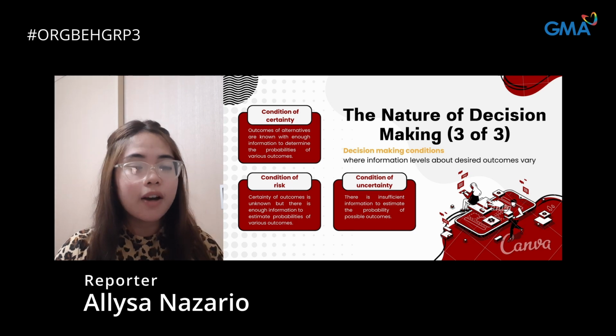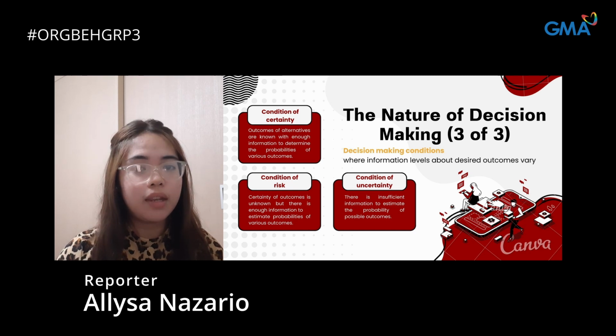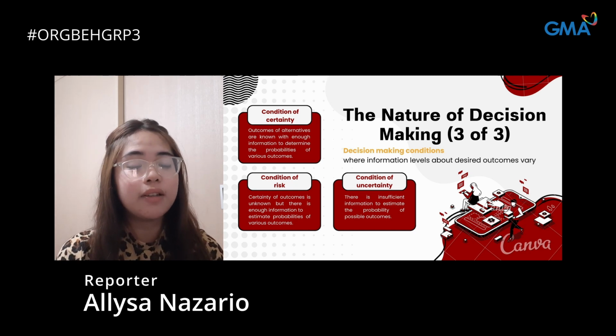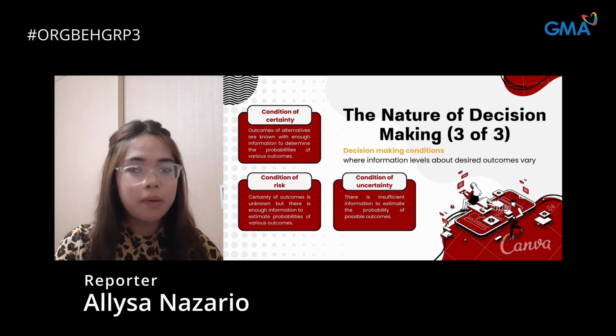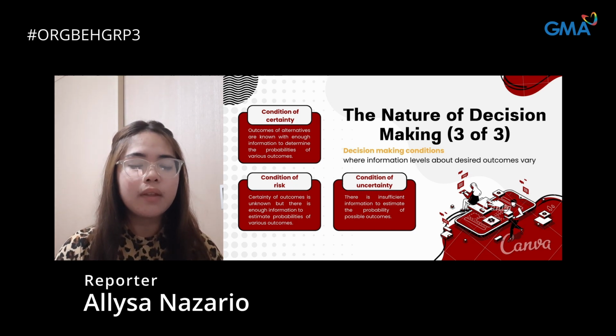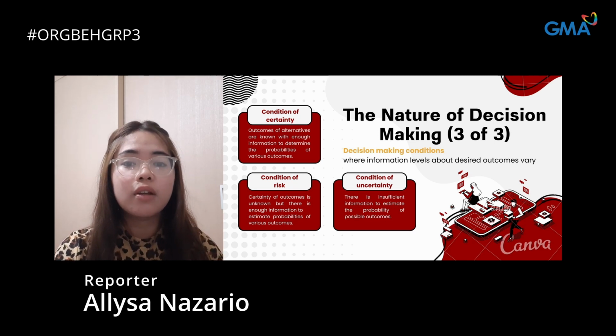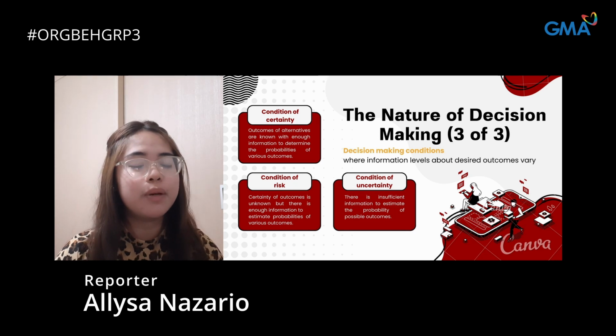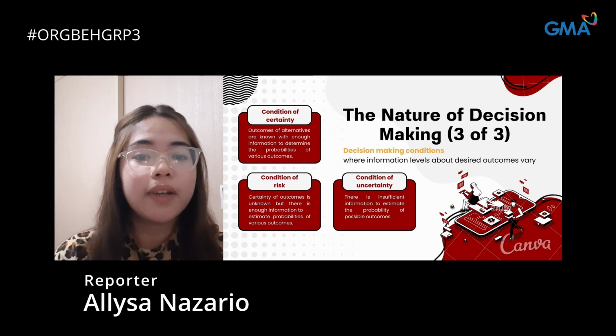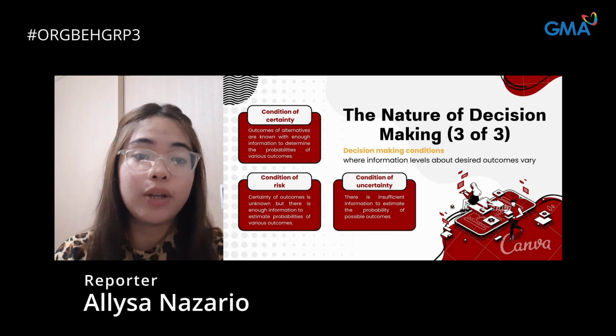So in condition of certainty, outcomes of alternative are known with enough information to determine the probabilities of various outcomes. This means that decision makers can absolutely foresee what's going to happen just by knowing the probabilities of alternatives. While in condition of risk, certainty of outcomes is unknown, but there is enough information to estimate probabilities of various outcomes. This means that decision makers can estimate the probabilities, but the degree on whether the specific outcome would exactly going to happen is unknown.